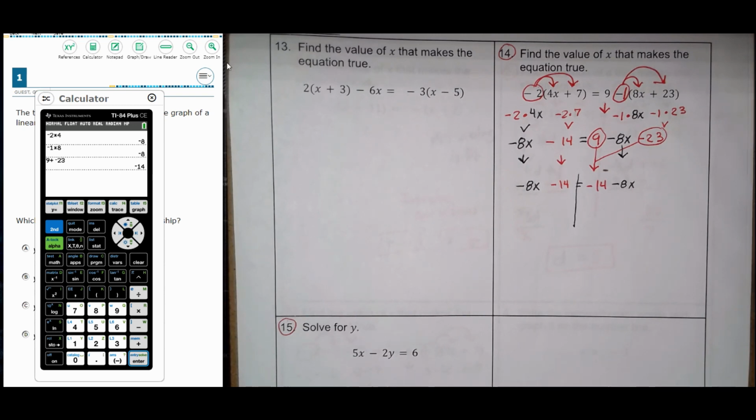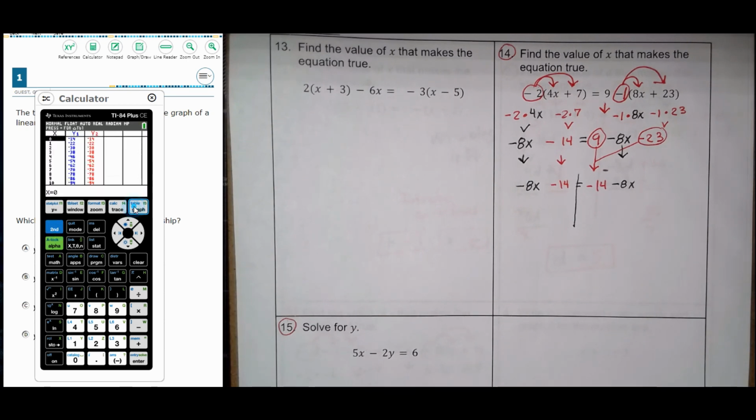And you know what? I'm going to use the calculator so you can see what would happen if I graphed it. For instance, I got -8x minus 14, and I'm just going to graph both of these. I'll click down and I have -14 minus 8x. And if I hit graph, you're going to see the line change colors. We had one line and then the second line is right on top of it.